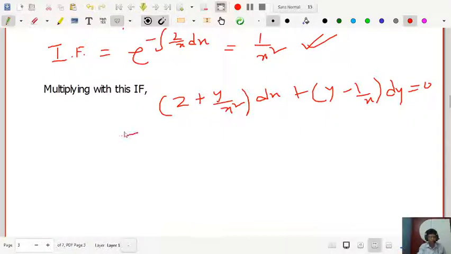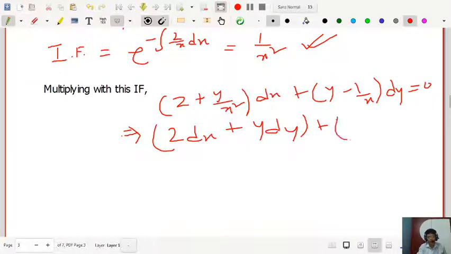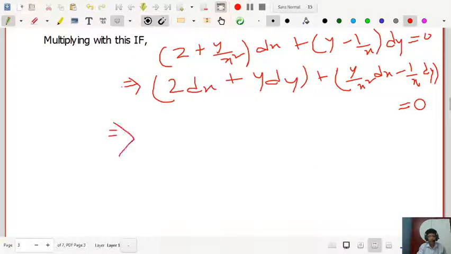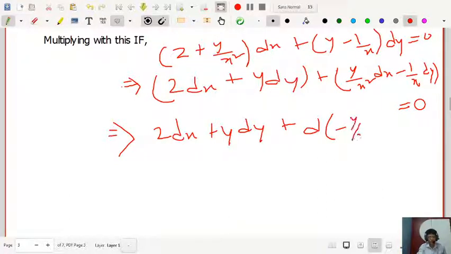Now you do the integration. It is a simple integration, and you have to take pairs of these. So you take 2 dx + y dy inside a bracket. This is easily integrable. And next pair this one, (y/x²) dx − (1/x) dy equal to 0. Let me write the second term. The second term can be written as d of (−y/x), right? d of −y/x. You check that.